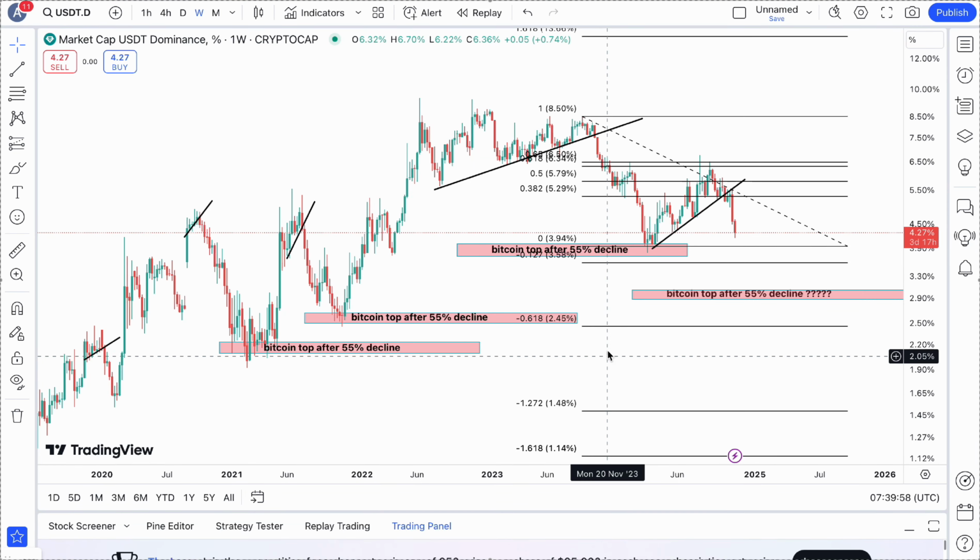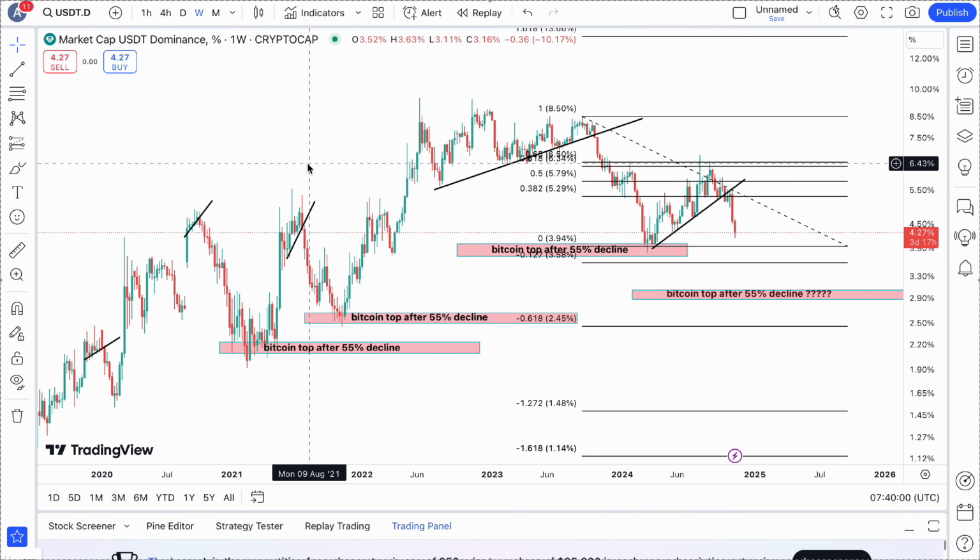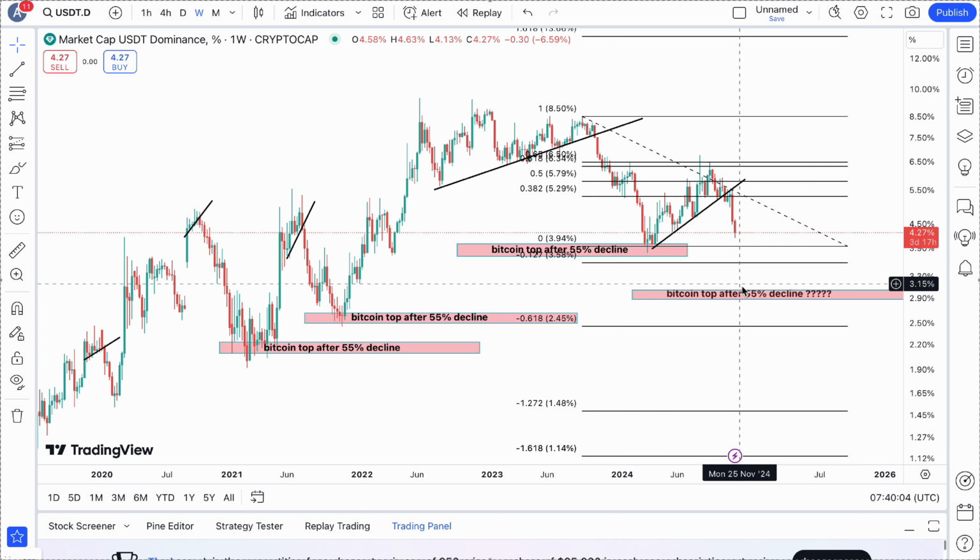If we repeat history like we did here and here, then this could mean that Bitcoin could hit $120,000 to $150,000 per Bitcoin.